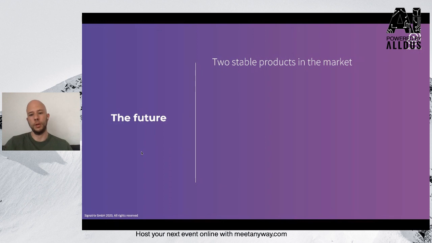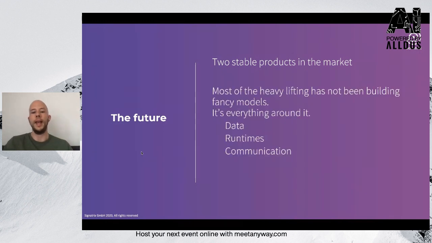In the future, we have two products in the market right now, and most of what we've been doing has not so far been about building really groundbreaking new deep learning things. We've used off-the-shelf models. In the beginning, I started building really complex models, and then it turns out that these models are incredibly hard to run on embedded devices. So we scaled it down a little bit for the moment, and we've built very good scaling infrastructure around it. So really good data scaling, really good runtimes, robust and expandable runtimes, and very strong communication pipelines.